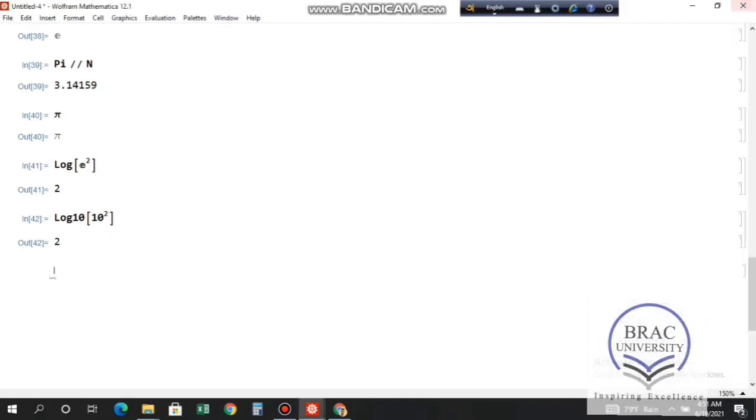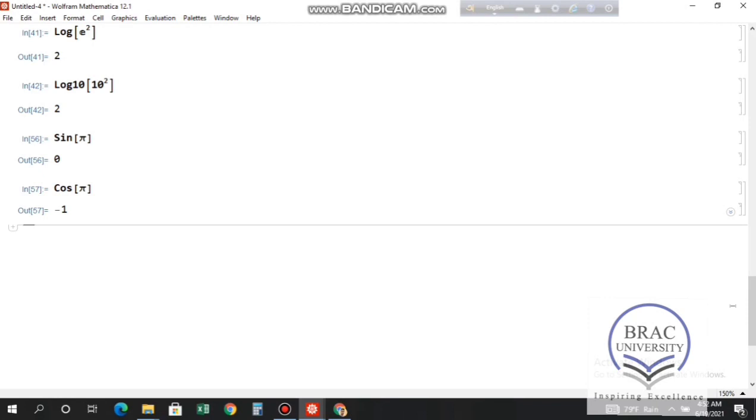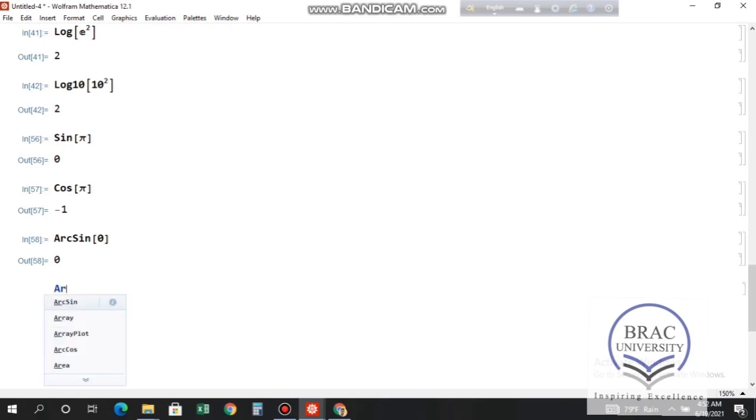Let's talk about the trigonometric functions now. Any function in Mathematica will start with a capital letter. So write Sin with capital S, Sin of Pi, which will be 0, and write Cos with capital C. So Cos of Pi will be -1. And then to write the inverse of sine, you'll have to write ArcSin with capital A and capital S. ArcSin of 0 will be 0 because sin 0 is 0. And ArcCos of -1, cos inverse of -1, will be Pi because cos Pi is -1. So cos inverse of -1 is Pi.